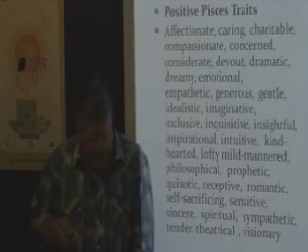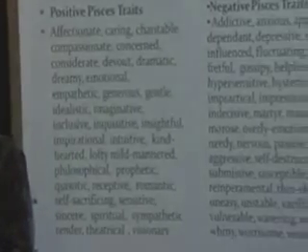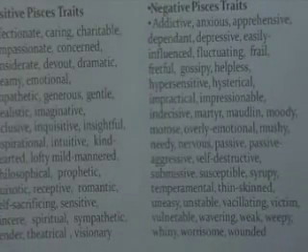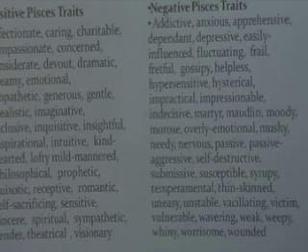Now on the negative side of the aisle, they can be addictive, anxious, apprehensive, dependent, depressive, easily influenced, fluctuating, frail, fretful, gossipy, helpless, hypersensitive, hysterical, impractical, impressionable, indecisive, martyrs, maudlin, moody, morose, overly emotional, mushy, needy, nervous, passive-aggressive, self-destructive, submissive, susceptible, syrupy, temperamental, thin-skinned, uneasy, unstable, vacillating, victims, vulnerable, wavering, weak, weepy, whiny, wearisome, wounded. It's hard to be a Pisces.